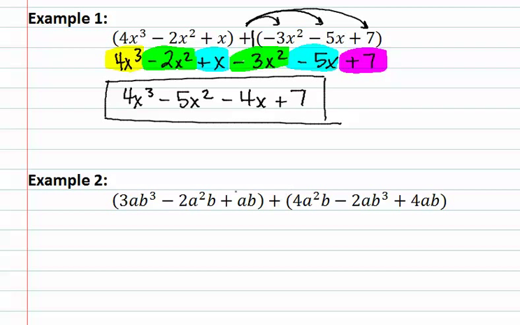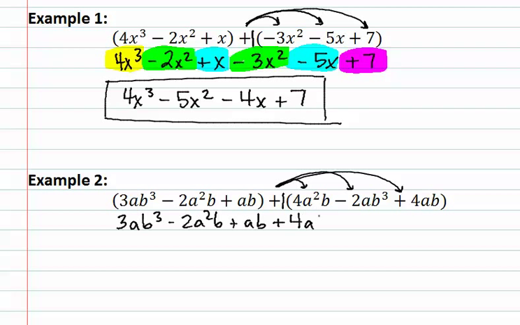In example 2, once again, there's nothing out front of this parenthesis. Therefore, nothing must be distributed through, and the parentheses may be dropped. This results in the same thing that was inside. On the second one, once again, you can imagine distributing a positive 1 throughout. This will not change any of the terms inside, which means we result in a positive 4a squared b minus 2ab cubed plus 4ab. At this point, we once again need to combine like terms.